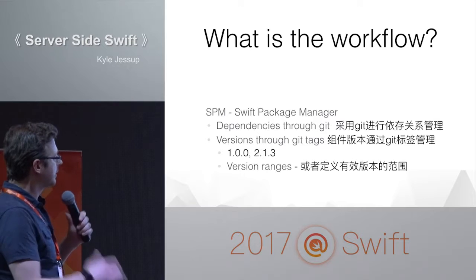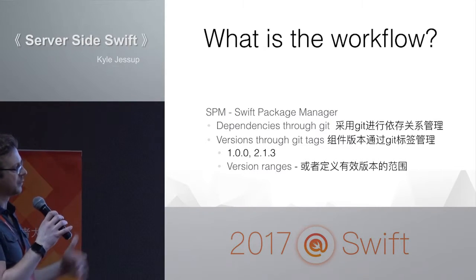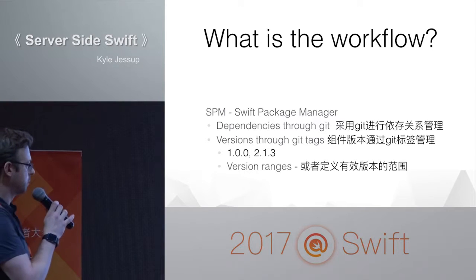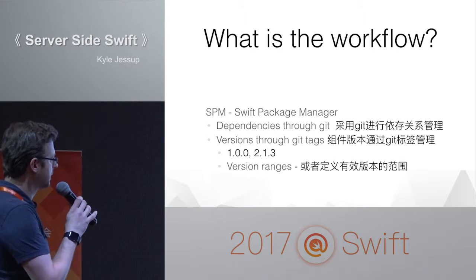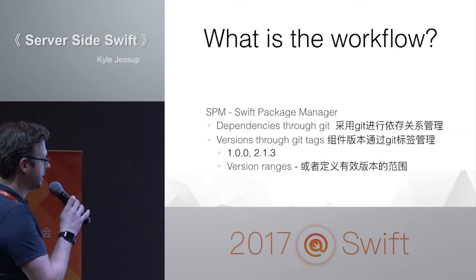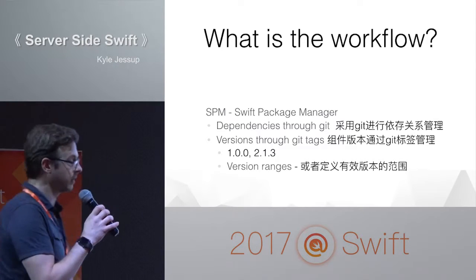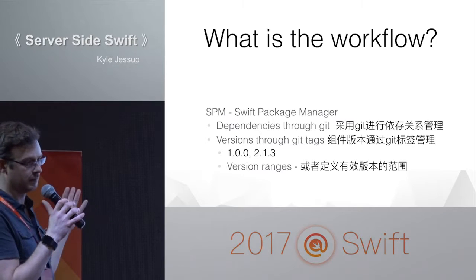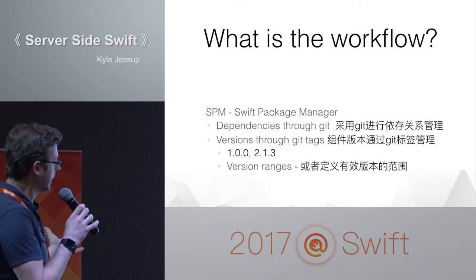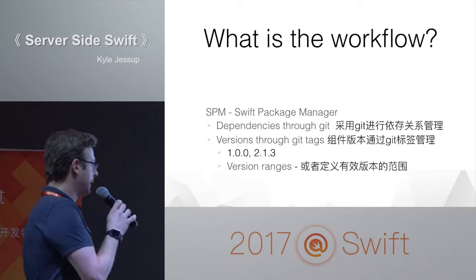And SPM dependencies are all fetched through Git. So that's what it uses, Git. And there really aren't any other alternatives there. But it does use semantic version systems, so it relies on this. And these are all tags in your Git repository. Without these, Swift Package Manager won't work.